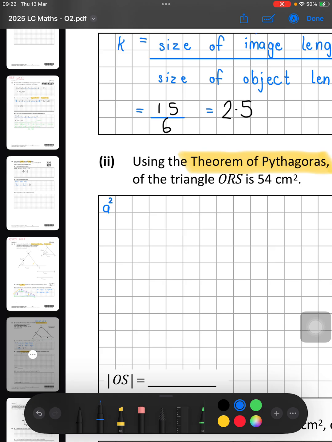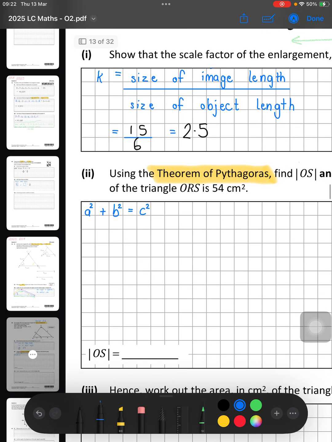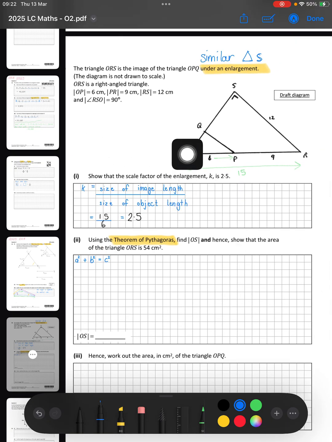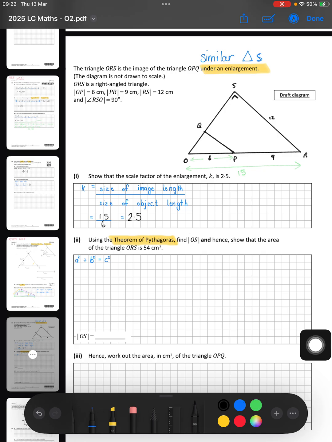So it's a squared plus b squared is equal to c squared. And we know the important part of that is that c is the hypotenuse length, and then a and b are the other two lengths. Now if they hadn't told us to use the theorem of Pythagoras and they asked us to find the distance from O to S, we still could absolutely see that we would use it, because I have a right angle triangle.